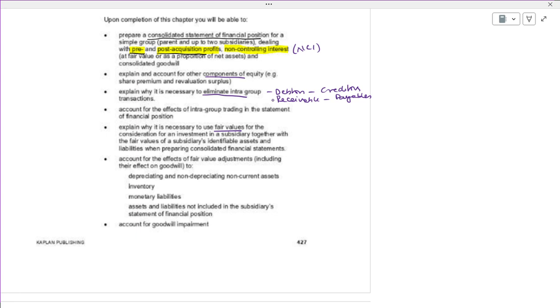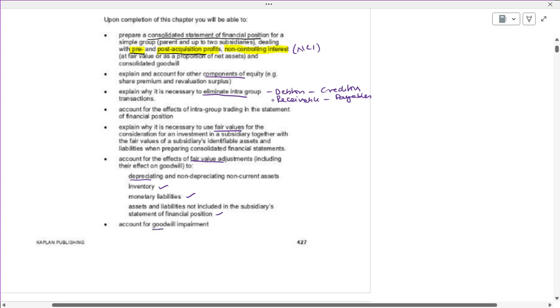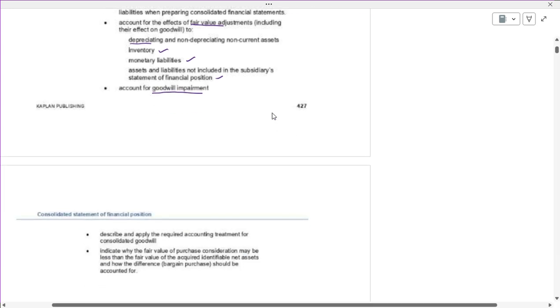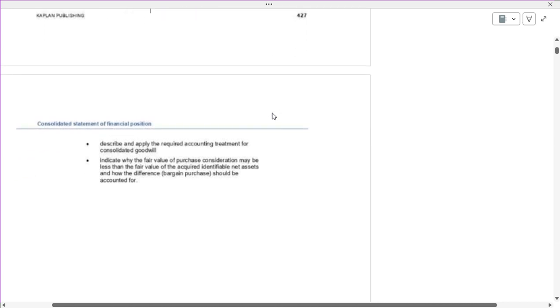If there is a fair value, then we have to calculate depreciation on the fair value, in terms of depreciating and non-depreciating assets. We'll talk about inventory, monetary liabilities, payables, and assets and liabilities not included in the subsidiary financial statement. In some cases the goodwill also gets impaired. The value of the goodwill will decrease, and we have to work out how to treat that.